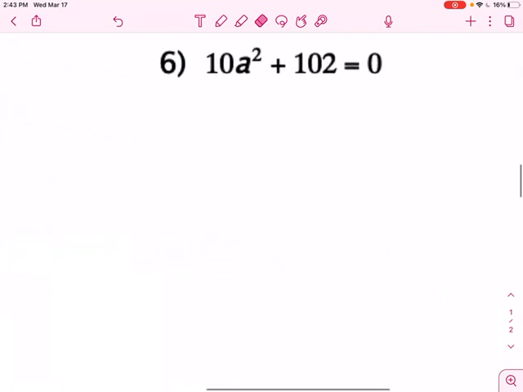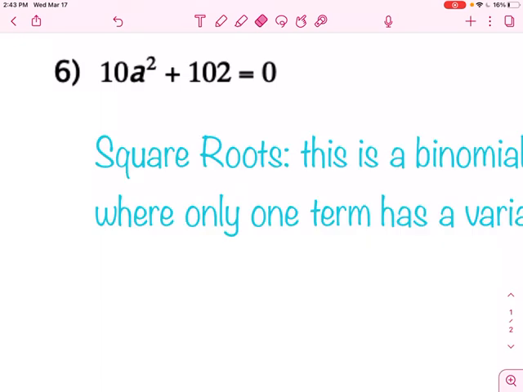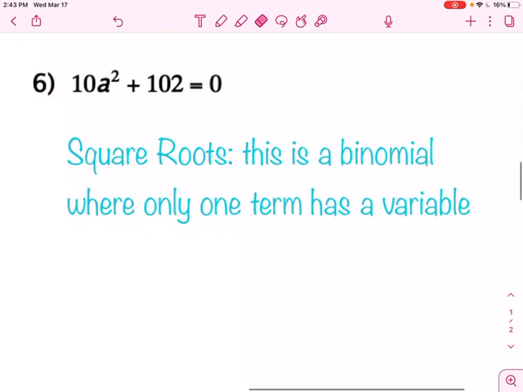All right, and then the last one, this is going to be square roots. Okay, notice you have your equals 0 there, so it's already in standard form. We only have the a squared here. That second term has no variable, so you would want to move that 102 over, divide by 10, and then start using your square root to start getting rid of that exponent.